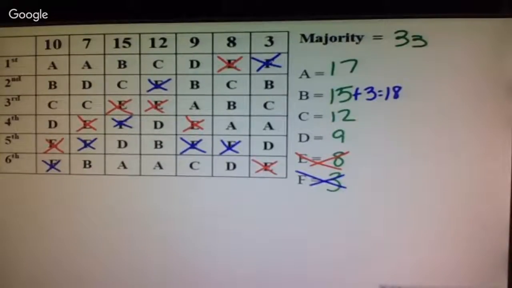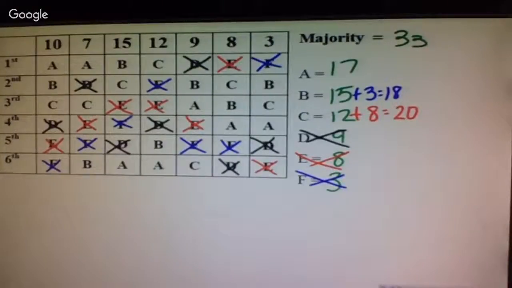That next to last column is where we lost the 8 points. Those 8 points are now going to C. Still not there. So now we lose D. D's 9 points are in this column, and those 9 points are now going to B. The next one in line in that column is B.